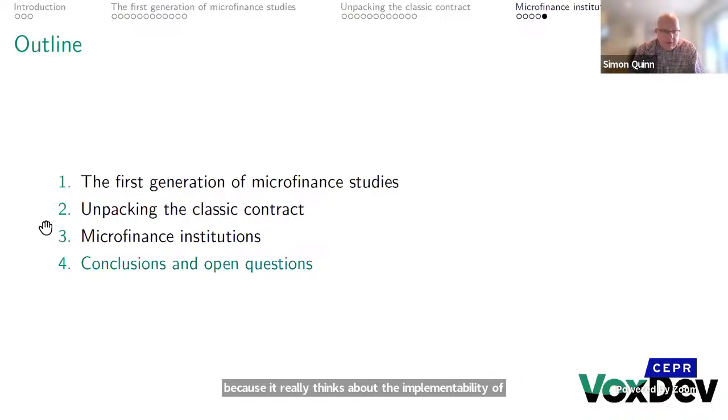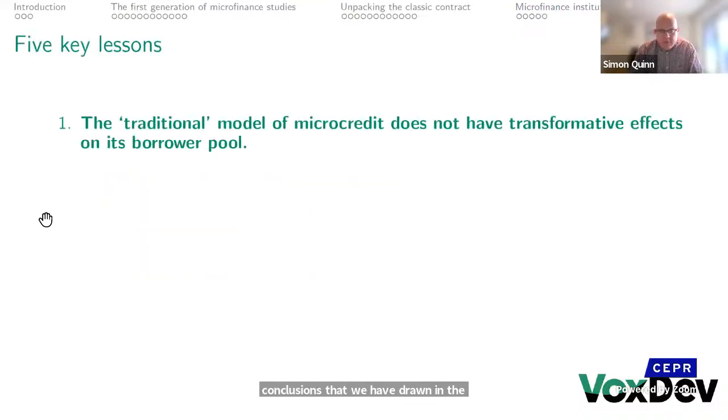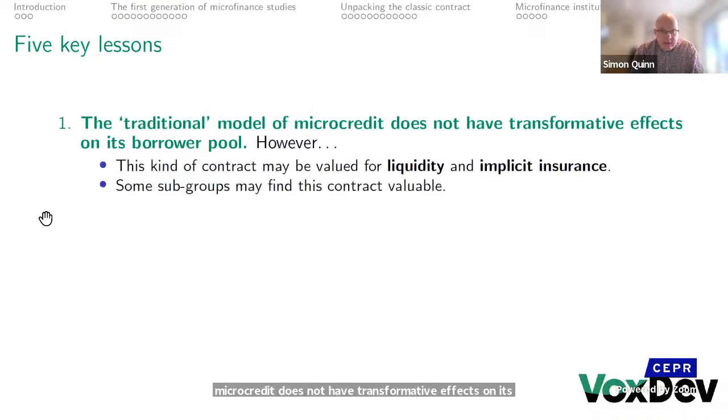So let me just, for the final couple of minutes, take you through five key conclusions that we have drawn in the VoxDevLit, and then I think that hopefully makes it a nice place to start some discussion. So five key lessons. First, that the traditional model of microcredit does not have transformative effects on its borrower pool. However, as we've heard, this kind of contract might be valued for liquidity, might be valued for implicit insurance, and also some subgroups may find this contract valuable.